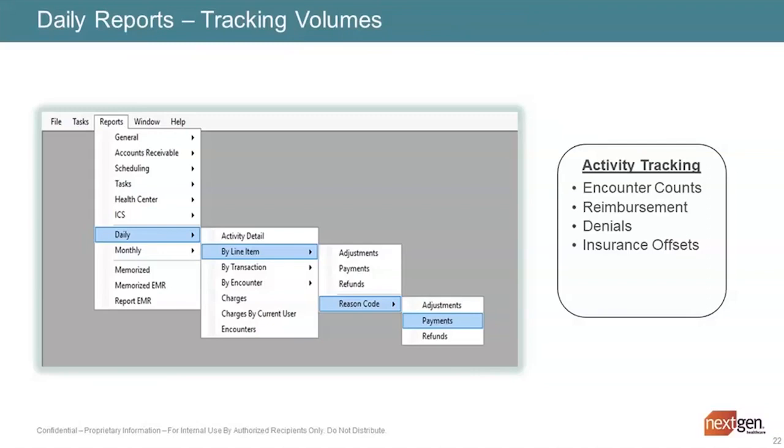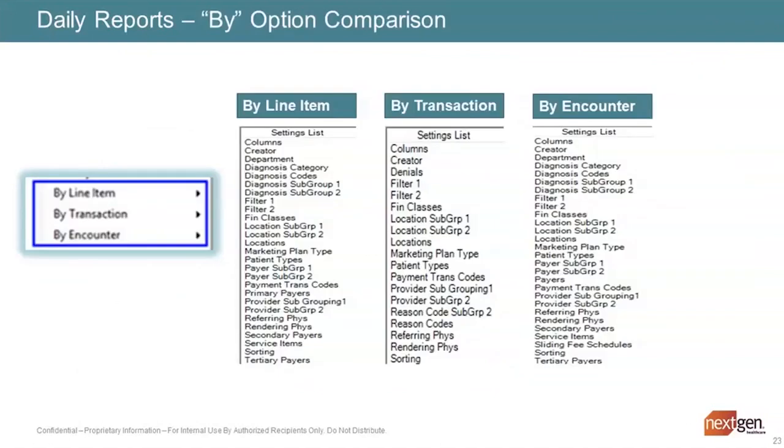I do have an example here on this slide that shows that. In this particular one, I am looking by line items, by reason code, and I'm looking for payments. So I could be looking for denials, reimbursement, offsets, anything like that pertaining to payment activity. And if you go to the second dropdown where it says by line item, by transaction, by encounter, you might be asking, how do I know which one to pick? Since I knew you were going to ask that question, I put information on this next slide.